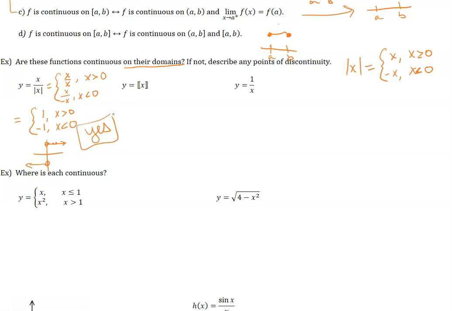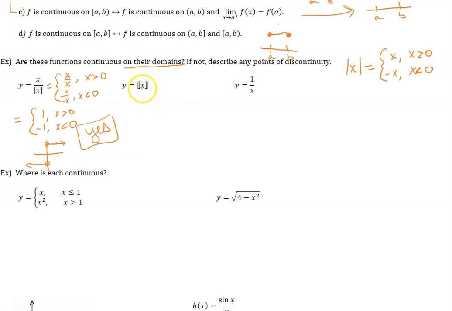Now, if we just had a general understanding of continuity as being able to go from one side to the other without picking up our pencil, we would have a problem there, because we can't draw this graph going from one side to the other without picking up our pencil. But because the question says on its domain, is the function continuous, the answer is yes.